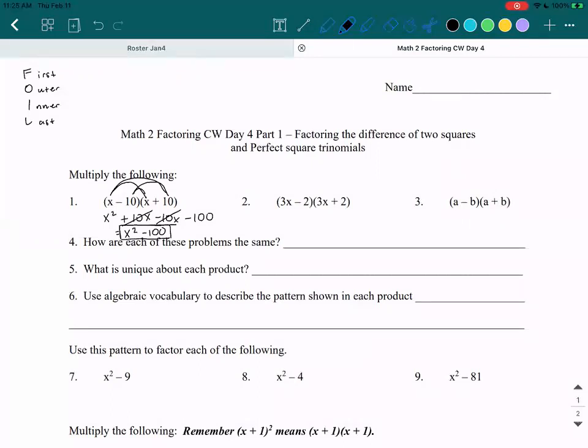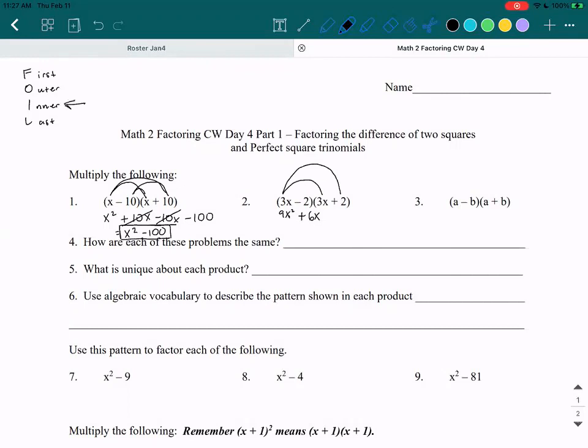Then for number 2, we've got 3x minus 2 and then 3x plus 2. When we FOIL this, we start off with first again. Remember, F in FOIL stands for first. That means the 3x multiplies by the 3x, and that gives us 9x squared, because 3 times 3 is 9, and x times x is x squared. Then for the O in FOIL, that's outer, so the 3x and the 2. That gives us plus 6x, because 2 times 3 is 6, and then there's just an x there.